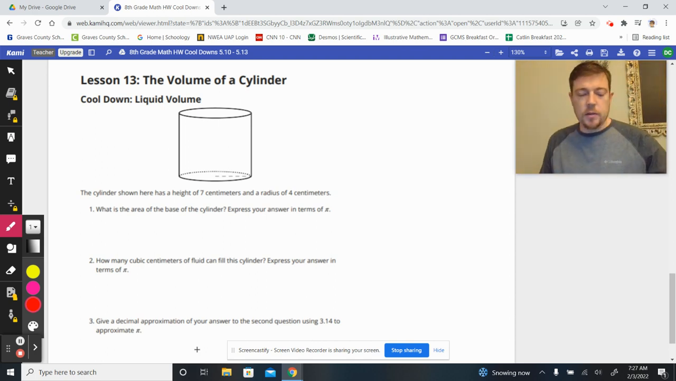We were supposed to get into finding the volume of a cylinder with a formula today. So I'm going to show you the formula. It's pretty simple to use, and it's only for cylinders, like we've been talking about.